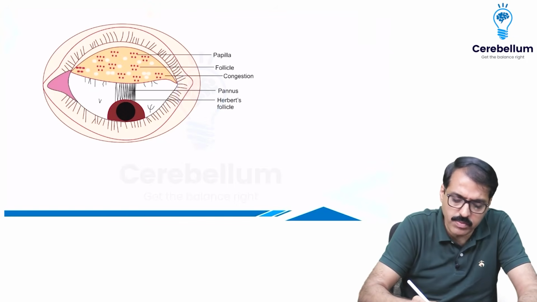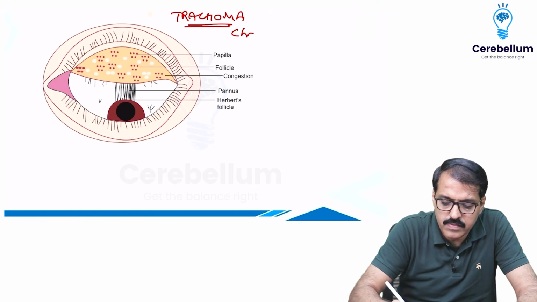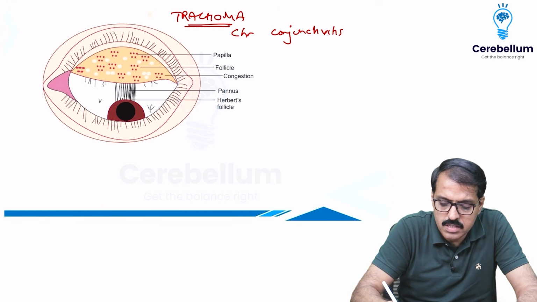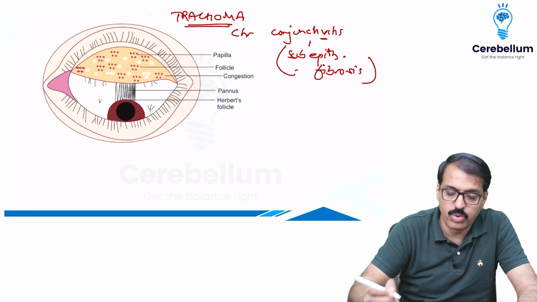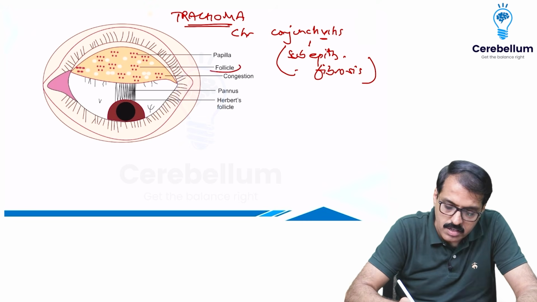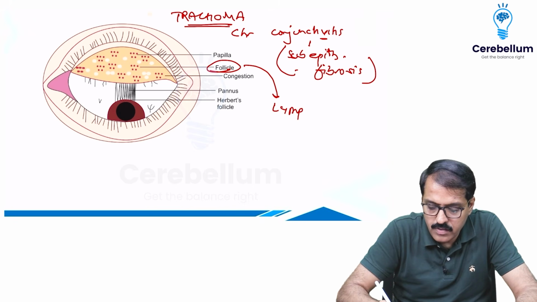Talking about trachoma. Trachoma is a chronic conjunctivitis. It causes subepithelial fibrosis. The hallmark is follicle formation. What are follicles? Follicles are lymphocyte aggregates.